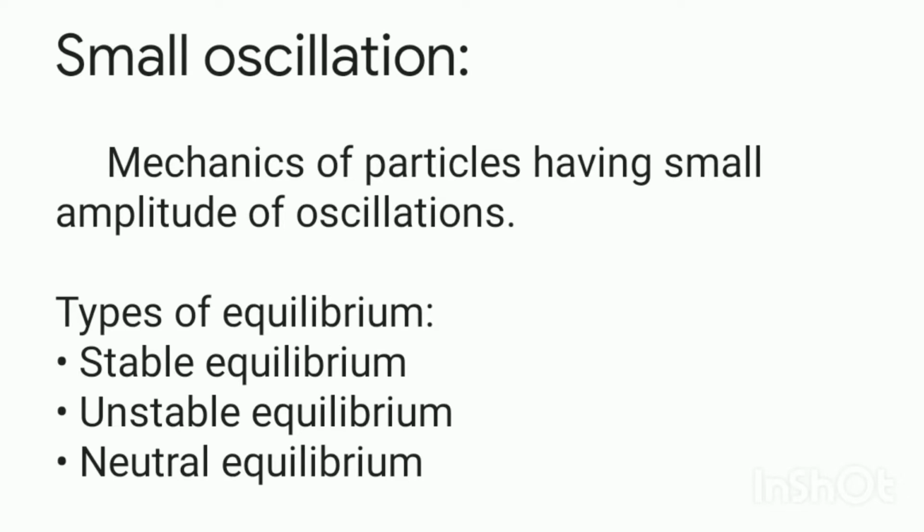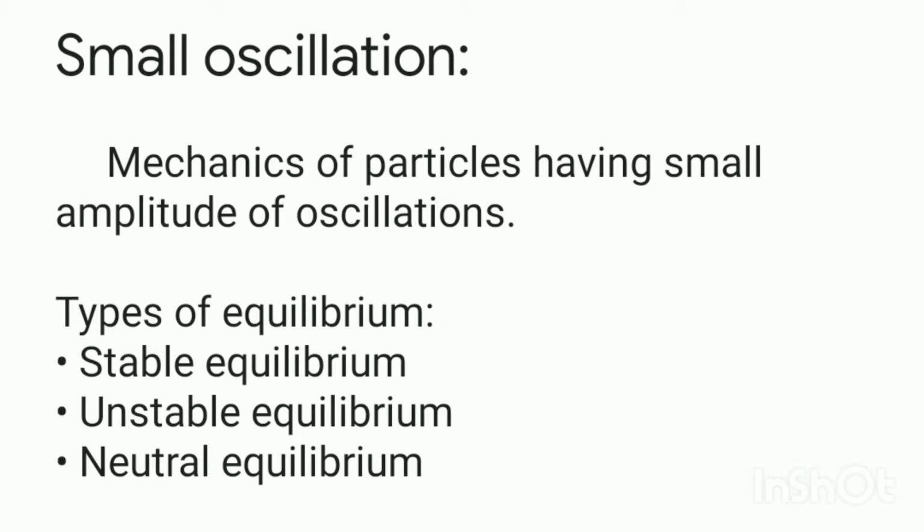In general, mechanics of particles having small amplitude of oscillations is known as small oscillation. Simple pendulum is a very good example for small oscillation. To get a better understanding of small oscillation, we have to concentrate on the particle's equilibrium position. Commonly, there are three types of equilibrium: stable equilibrium, unstable equilibrium, and neutral equilibrium.